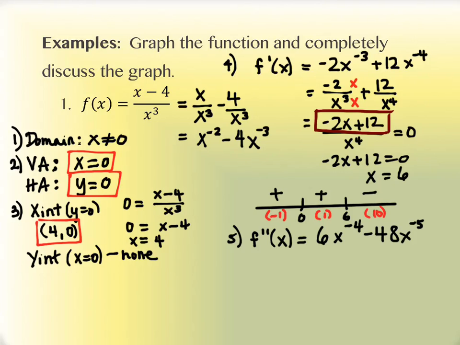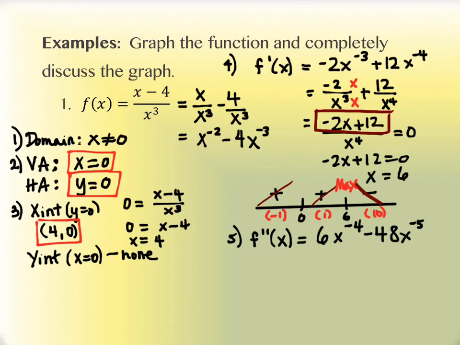Negative. So let's actually identify that this goes uphill, uphill, downhill, right? So what in the world happens at 6? There's a max. So I'm going to have a max at 6.